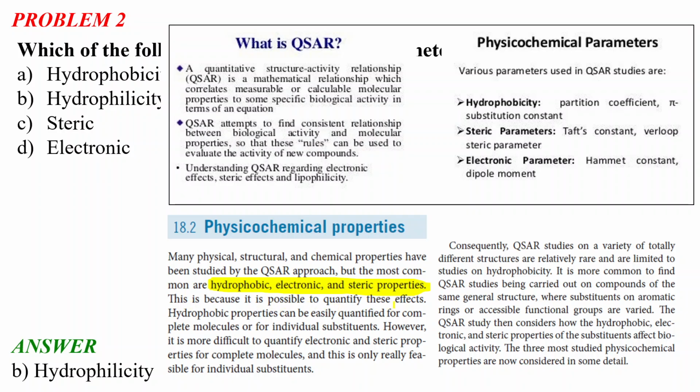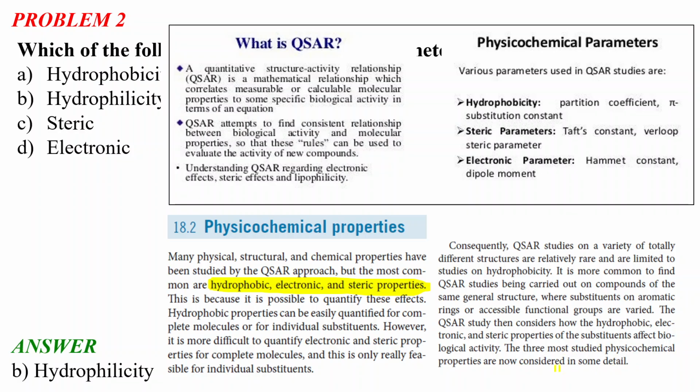This is because it is possible to quantify these effects. Hydrophobic properties can be easily quantified for a complete molecule or for one individual substituent. However, it is more difficult to quantify electronic and steric properties for a complete molecule, and this is only really feasible for the individual substituent. Consequently, QSAR studies on a variety of totally different structures are relatively rare and are limited to studies on hydrophobicity. It is more common to find QSAR studies carried out on compounds of the same general structure where substituents on aromatic rings or accessible functional groups are varied. The QSAR study then considers how the hydrophobic, electronic, and steric properties of the substituent affect the biological activity.